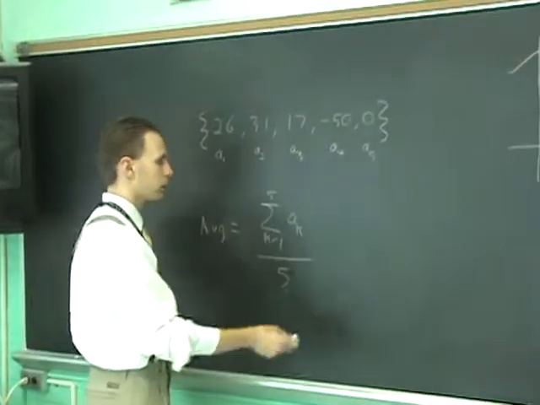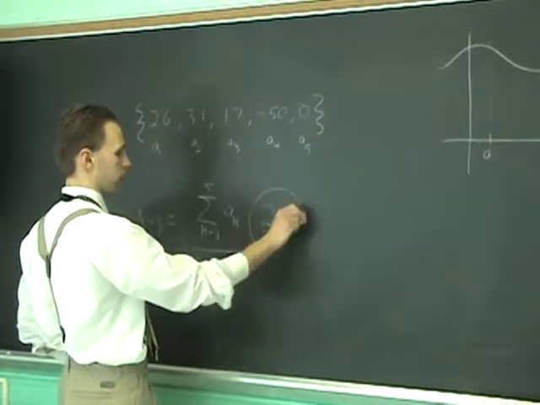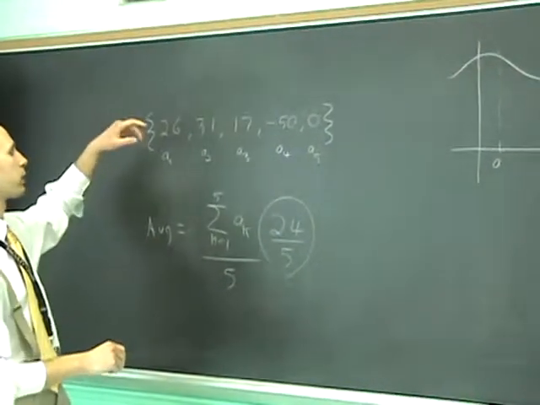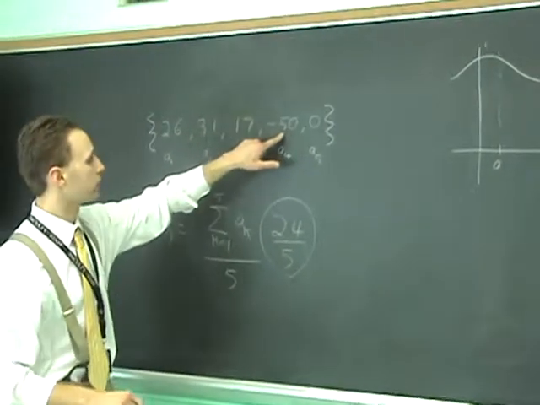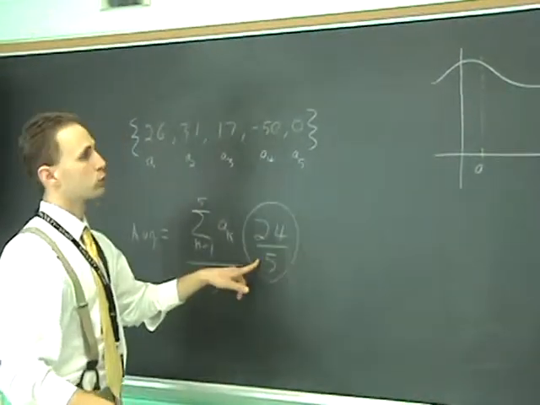When you add these all up, you get 24, and divide by 5, and 24/5 is the average, taking into account the positive and negative numbers and also 0. Add them up and divide, that's what it is.